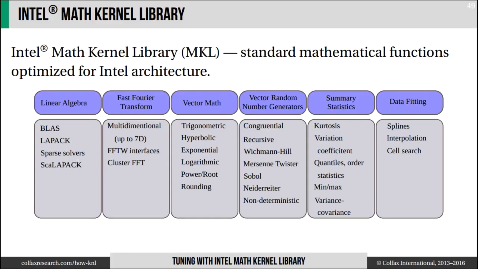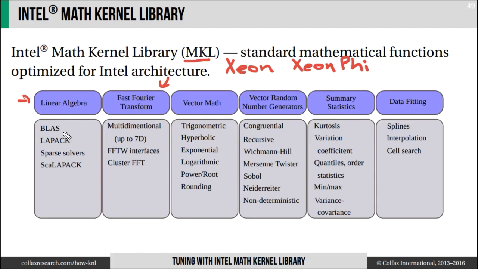Intel Math Kernel Library, or for short MKL, is a library of standard mathematical functions that are optimized for Intel architecture processors, including Xeon and Xeon Phi, first generation and second generation. In MKL, you will find support for linear algebra and fast Fourier transforms. These are the most frequently used modules of MKL.